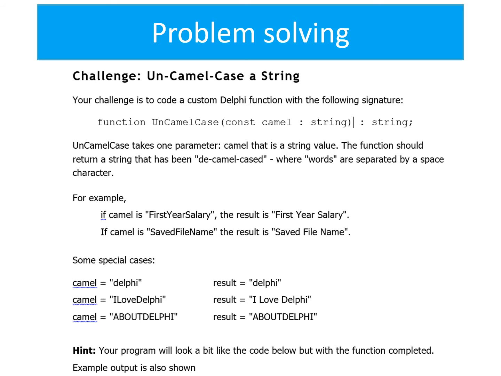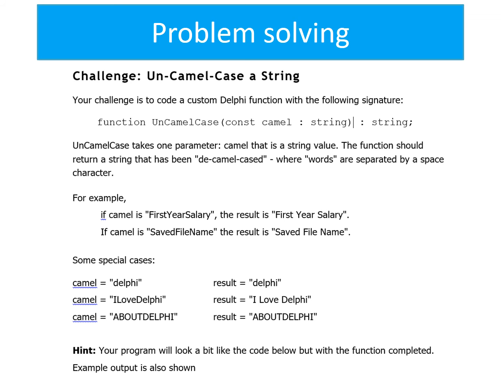And what it does is it takes a string which is in camel case, which remember the first letter of each word is a capital, and it removes the camel case and puts a space between every word. So before each capital letter it puts a space. So for example, if in camel case first year salary, you can see the example in the middle of the screen, the result would be first year salary with a space between each of the words. And you can see a second example called saved file name just there.